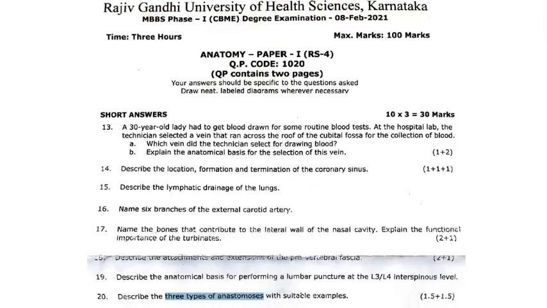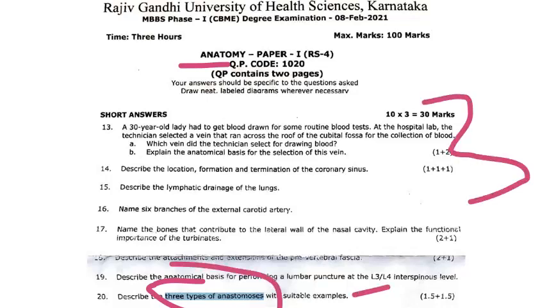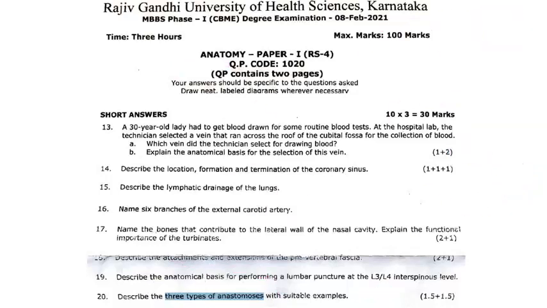Now look at this question that has been asked in the anatomy final exam. Types of anastomosis with suitable examples. Okay, they've asked for just 3 marks, so let's not spend much time on this. The types of anastomosis with suitable examples, asked in a recent question paper.